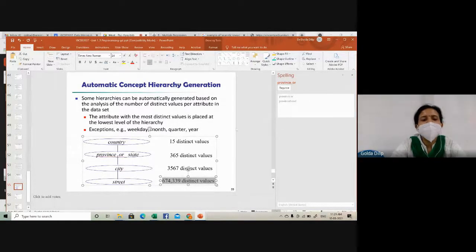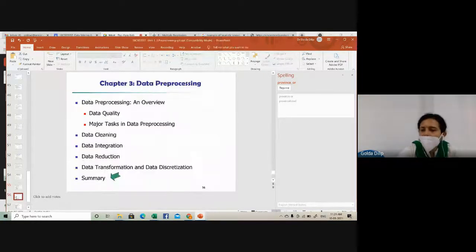So that's why it is kept at the topmost of the hierarchy. Okay, so this is another method for data transformation. Okay, right. So with that, we come to the end of this particular unit.